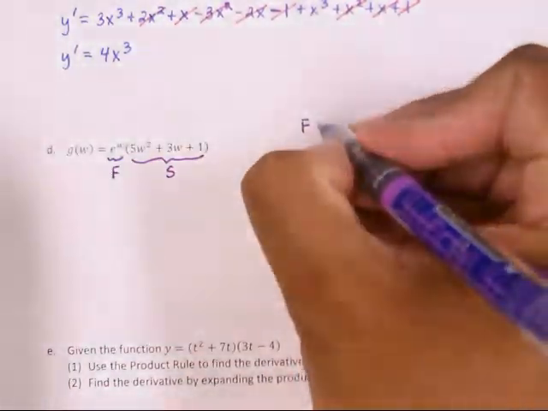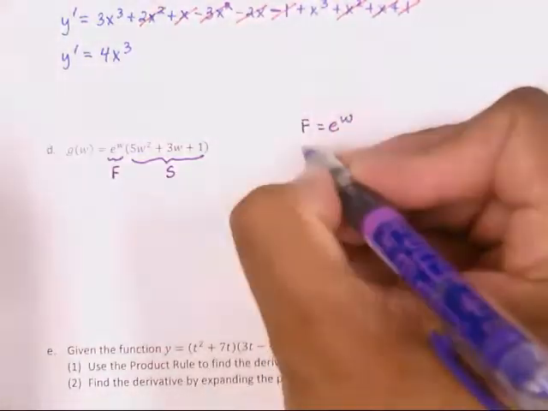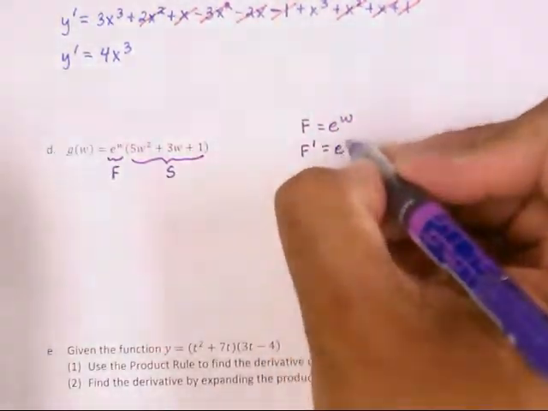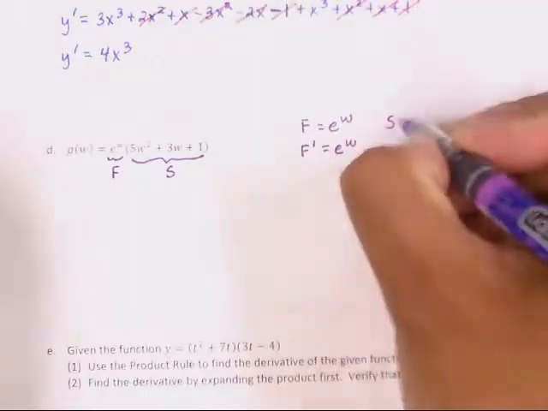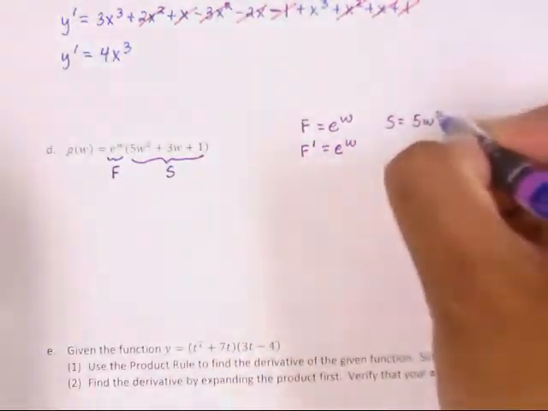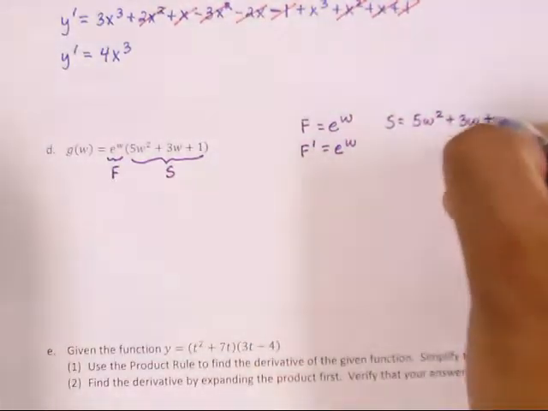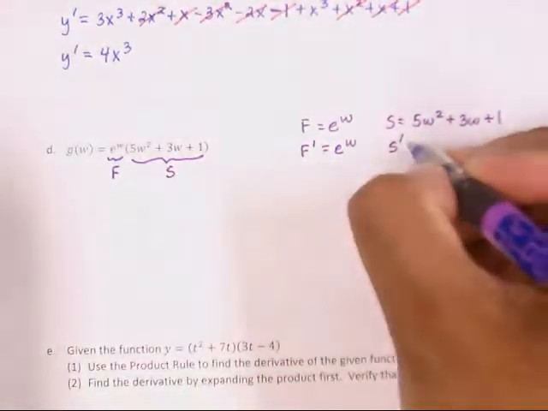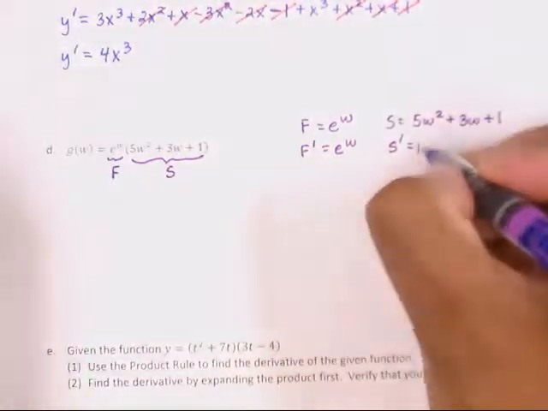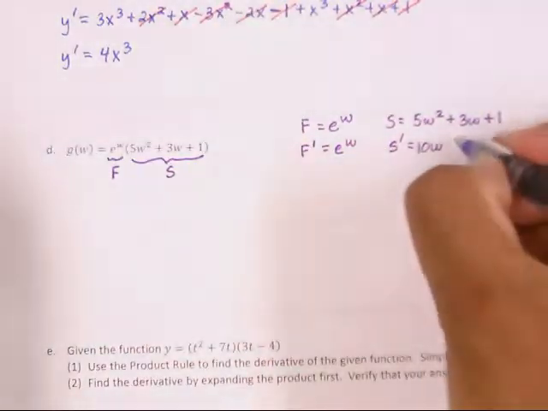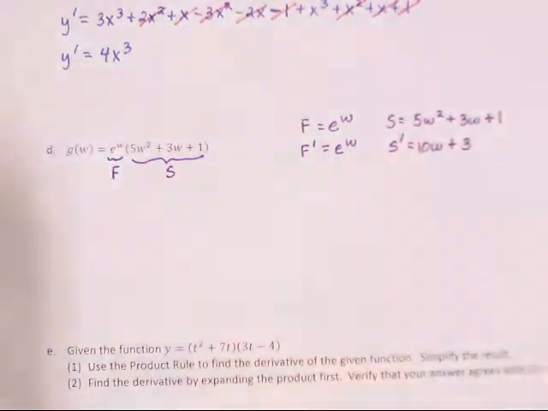Well, if I let the first be e to the w, then its derivative would be simply e to the w. Okay, e to the x or e to the w, that's the easiest derivative to take. And then the second was 5w squared plus 3w plus 1. And its derivative, which I'm calling s prime, is this. For 5w squared, its derivative is 10w. For the 3w, its derivative will be plus 3. And of course, for the plus 1, the derivative of that will be 0.